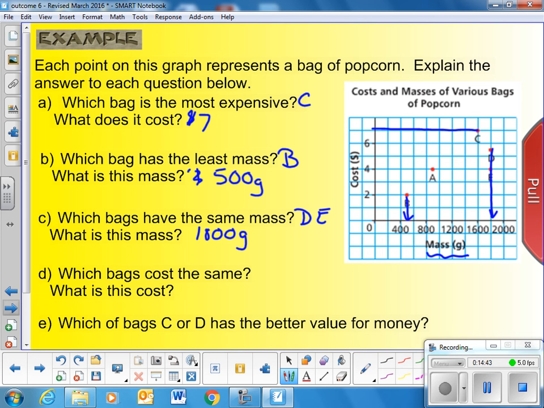Part D, which bags cost the same? So we want to read the other way on our graph this time, and if we look at A and E, they would cost the same, and their cost would be $4.